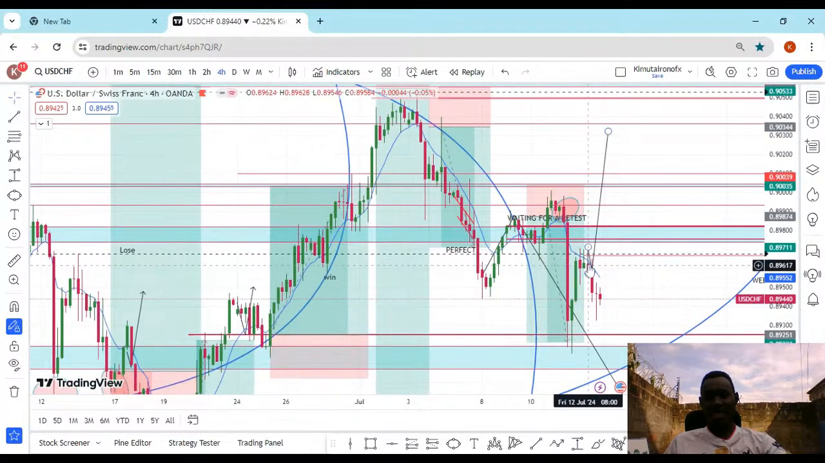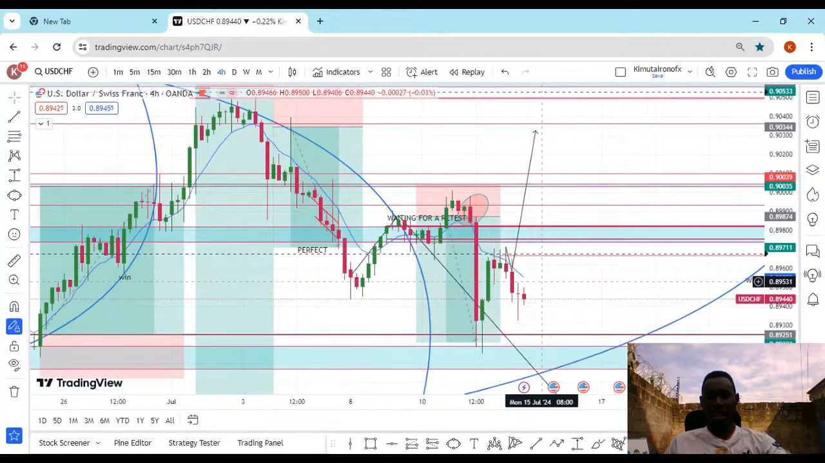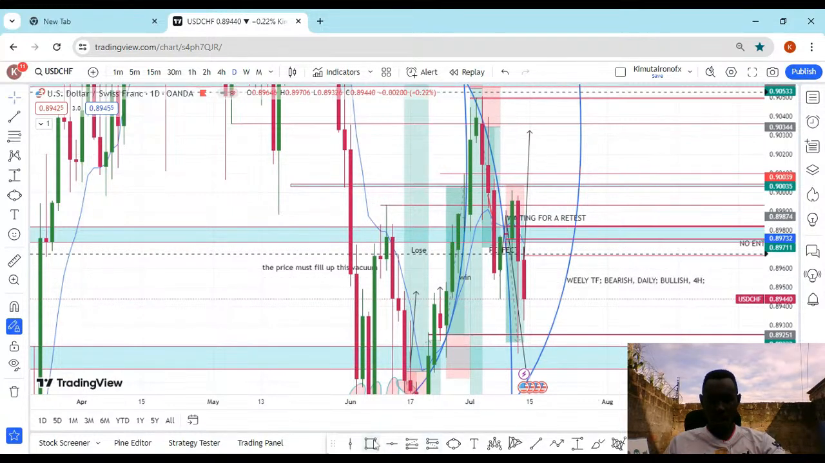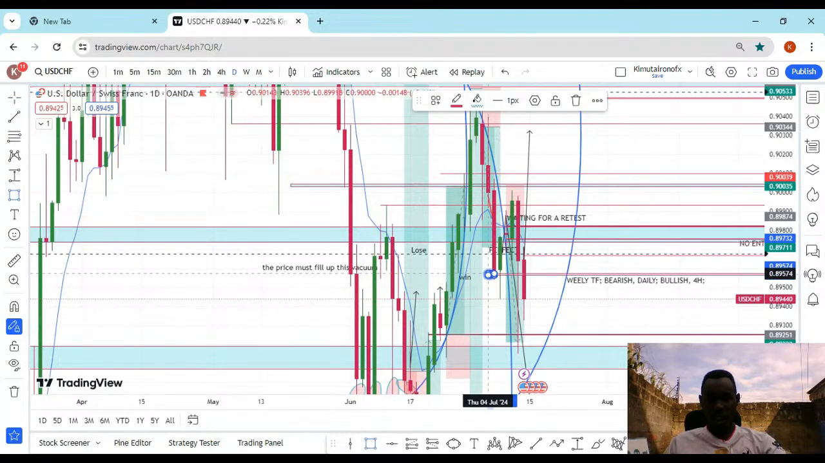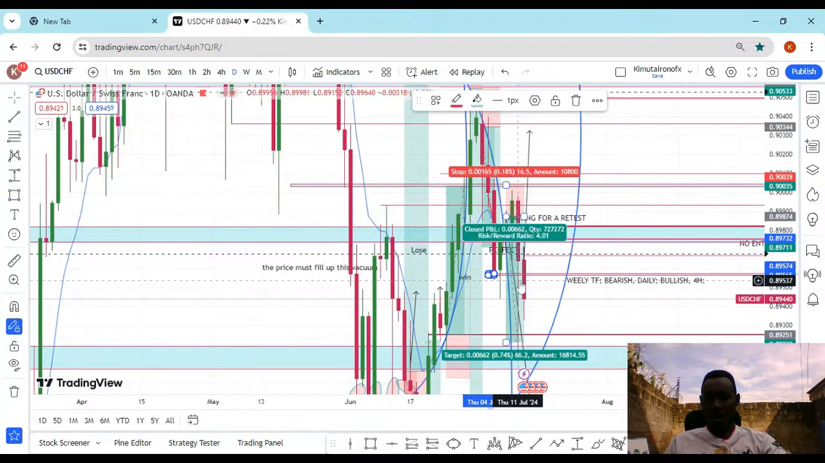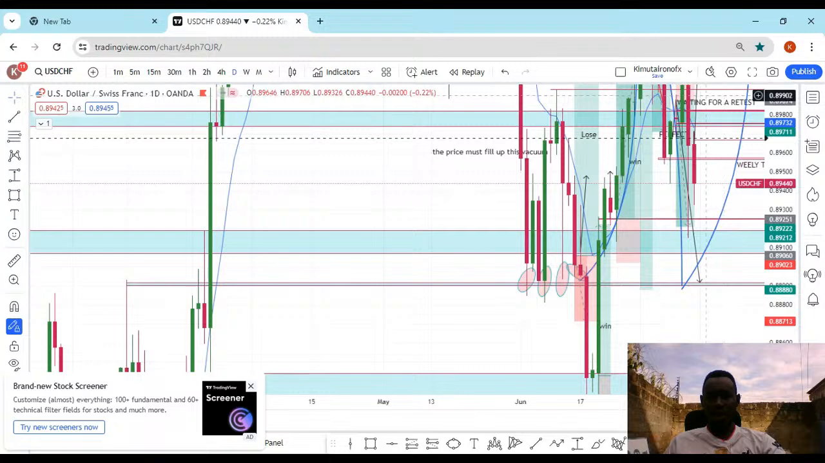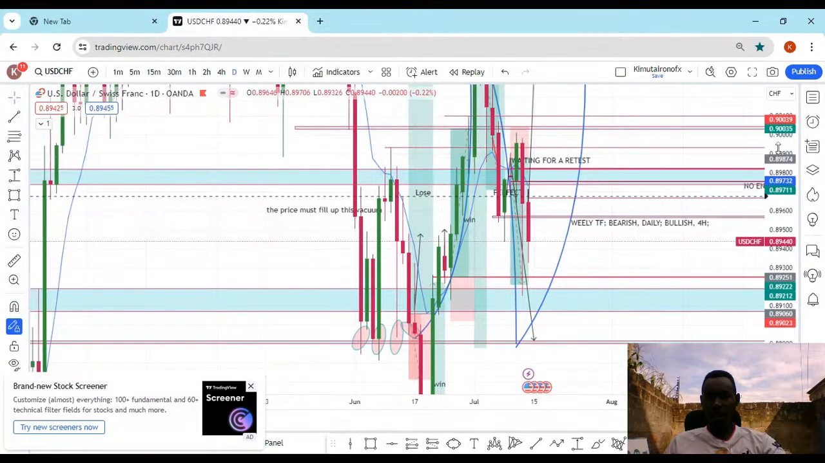I tried entering this trade from this point, but I really anticipated that. Now, when you check on the daily time frame, I expected this candlestick, the previous day or the Thursday candlestick, to close below this area, to close below this swing low, the daily swing low. But once the price closed above this area, I anticipated that price is going to move in a bullish direction.